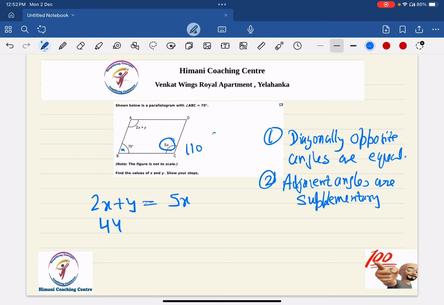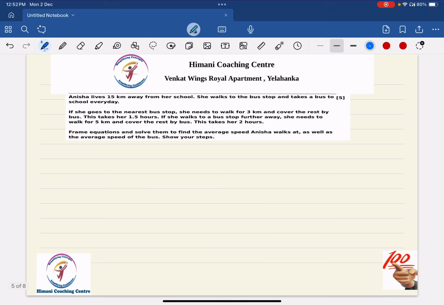So 2 times 22 is 44 plus y, and here it is 110. So y equals 110 minus 44. So 110 minus 40 is 70, and 70 minus 4 is 66 degrees, and that is how we show the working. Again, it's a linear equation question, but you are tested on your knowledge about parallelograms. Now let us look at the last question for this video.